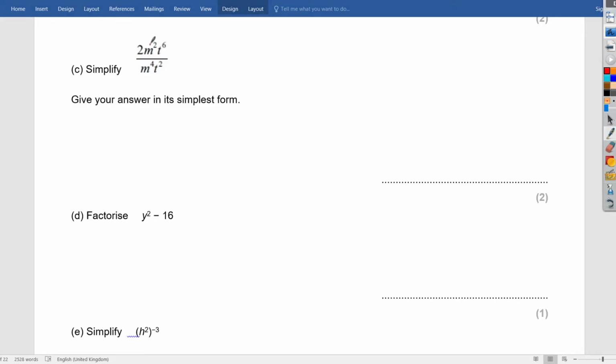Now, simplifying this expression, the best way to do it is, well, if there's nothing there, there's an imaginary 1. 2 divided by 1 is 2. m squared divided by m to the 4, the base is the same, so we subtract the powers, so that's going to give me m to the minus 2, because we subtract the powers when we divide. And same thing here, t to the 6 minus 2 is t to the power 4. Okay, so we're going to get 2m to the minus 2 and t to the power 4.